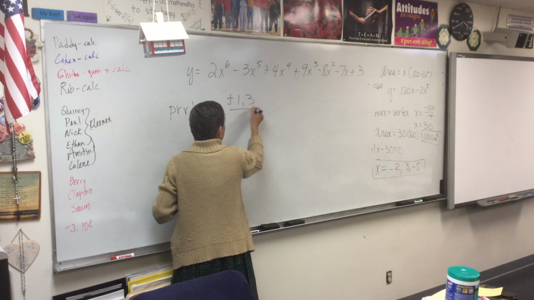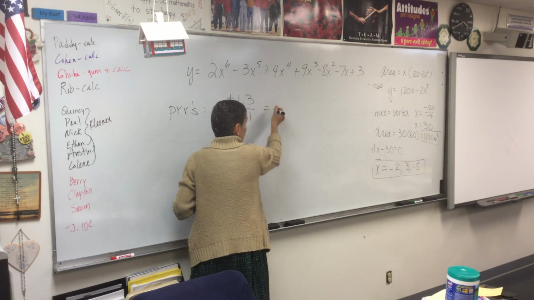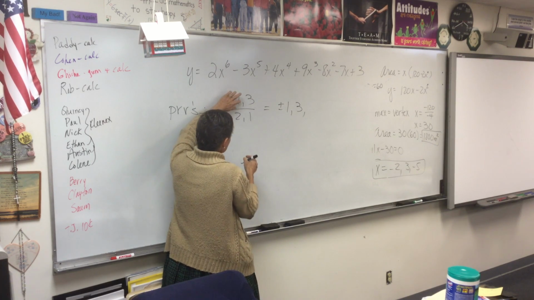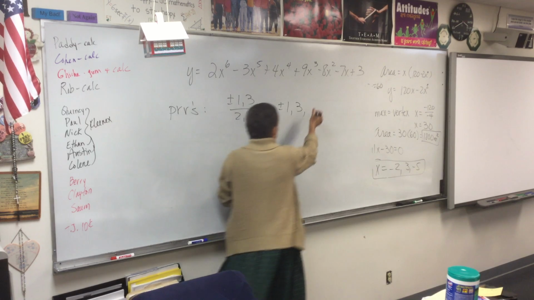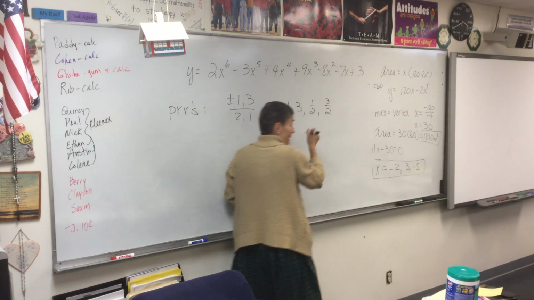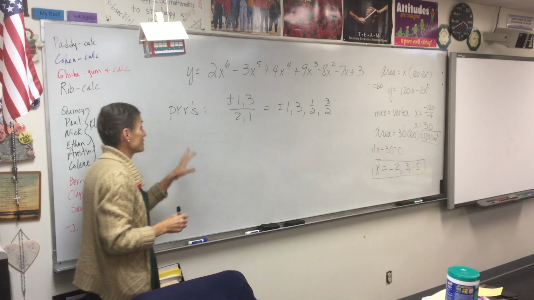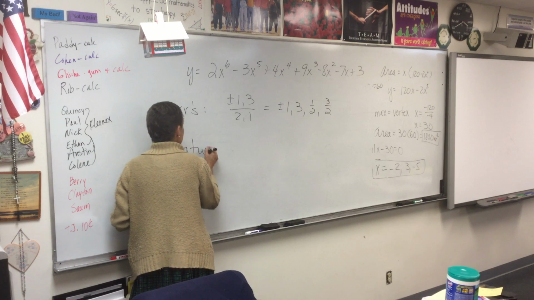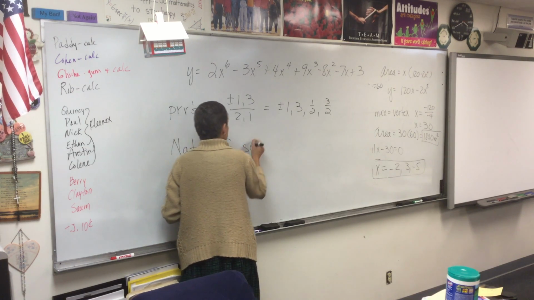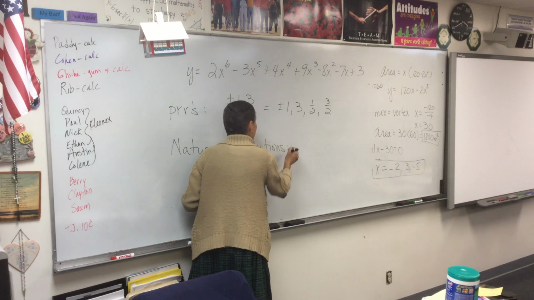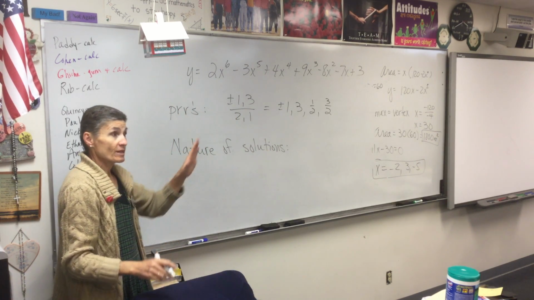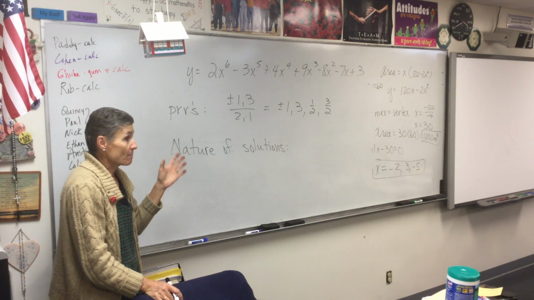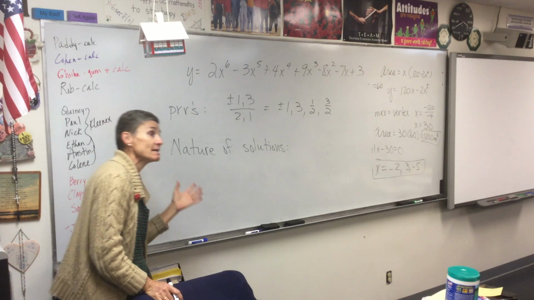Factors of 3 over factors of 2. So that would be not just 1 and 3, but it would also be 1/2 and 3/2. Does that make sense to everybody? Okay, so those are the possible rational roots. We also have a technique for determining the nature of the solutions. Now what that means is, are they real? Are they imaginary? Are they positive? Are they negative? How many of them are there?